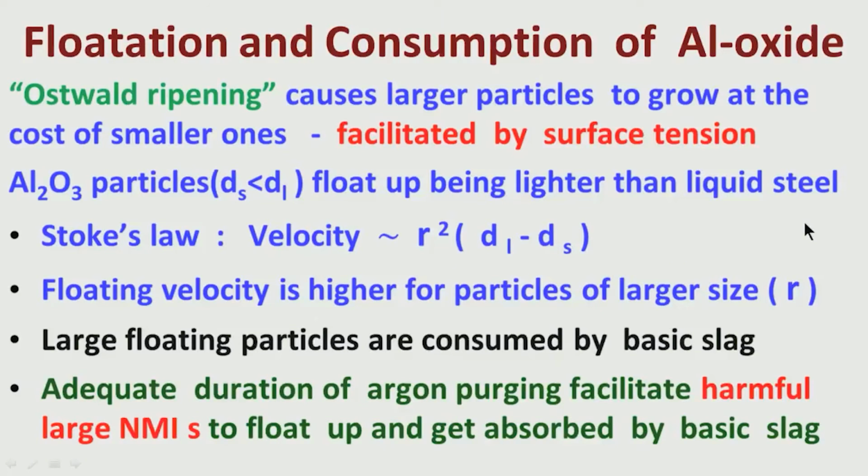So, whatever smaller particles have formed or nucleated will coagulate, that means they will come together and larger particles will form, and this is known as Ostwald ripening. These larger particles will move relatively faster compared to the smaller ones and go to the top, and if we have a basic slag, alumina will be consumed by the basic slag. This way we can reduce the quantity of alumina which has been formed by the deoxidation reaction.